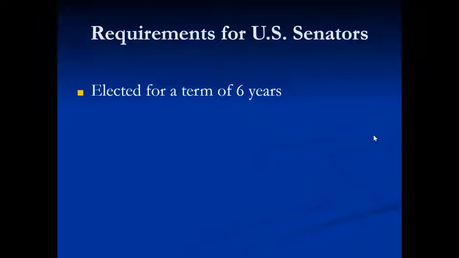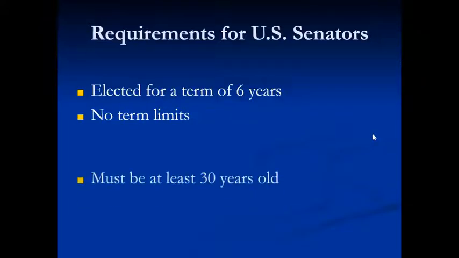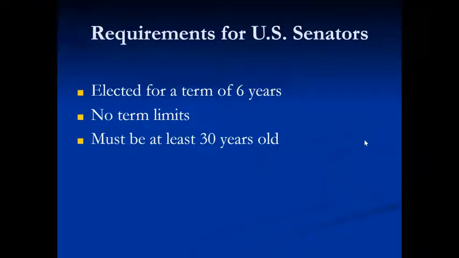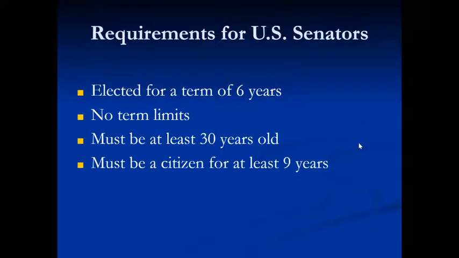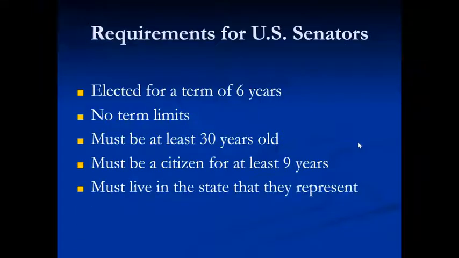Senators are elected for 6-year terms. They have no limits, which means they can be in there forever, as long as you keep voting them in. They must be at least 30. Why? Responsibility. They must have that age for responsibility. That's why the Founding Fathers put that there. They must be a citizen for at least the last 9 years. That way they know the country well. And they must have lived in the state which they are representing.